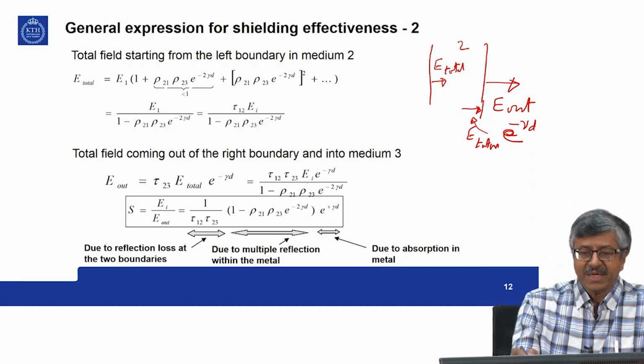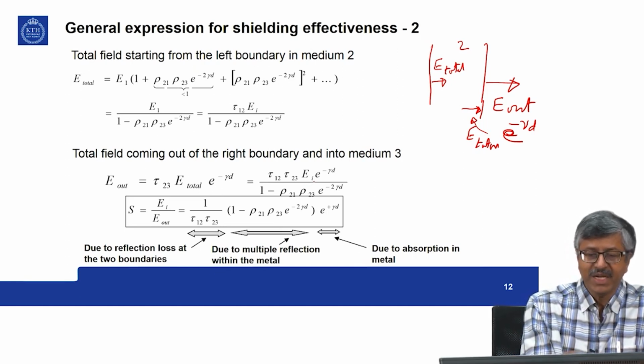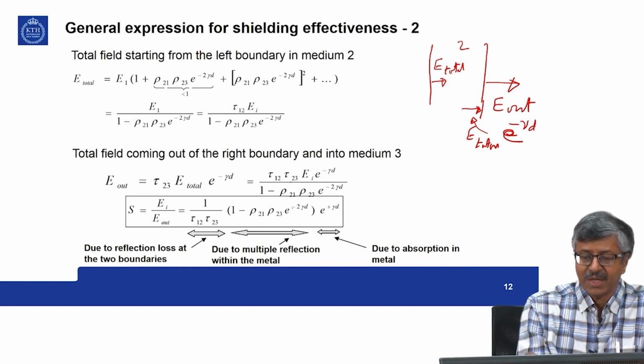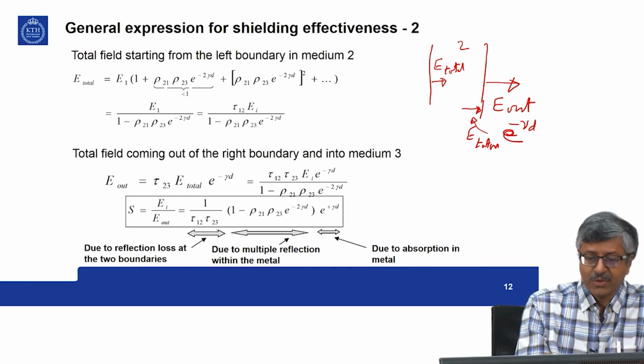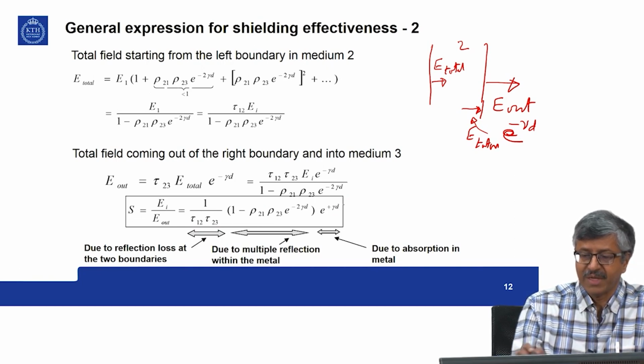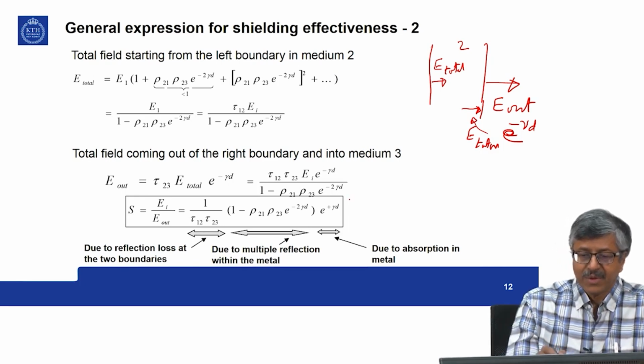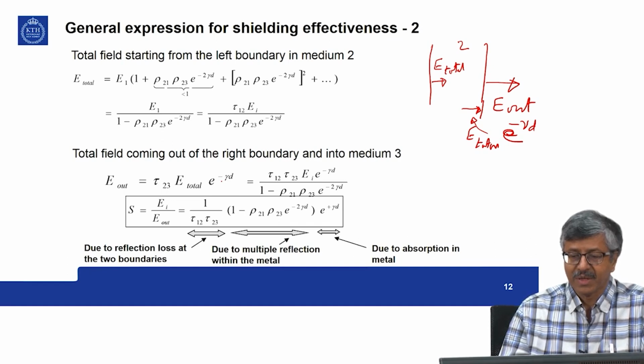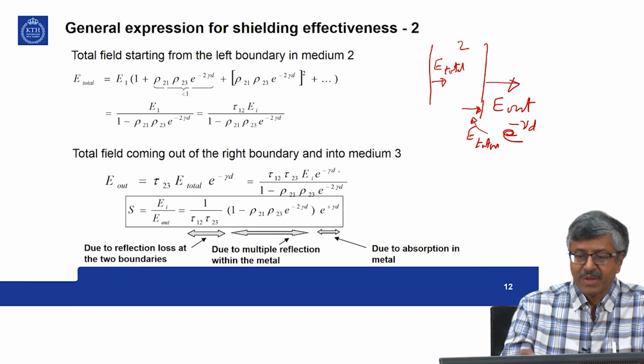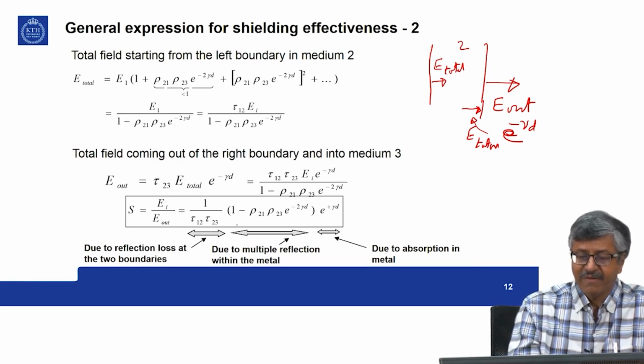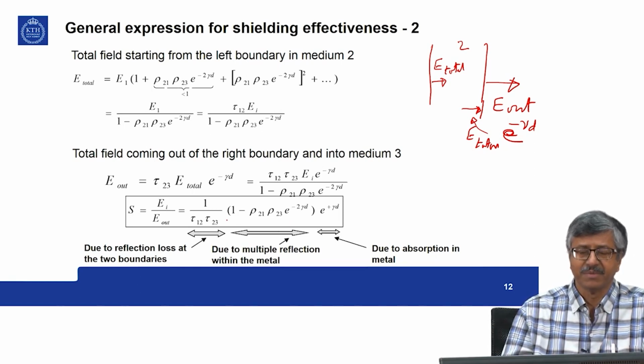So, E_I is appearing here. What is your shielding effectiveness? It is E_I by E out. So, you get 1 by tau 12 tau 23 times this fraction, times e to the power of gamma d, because you have another gamma d over there. So, you get 3 factors in the shielding effectiveness.